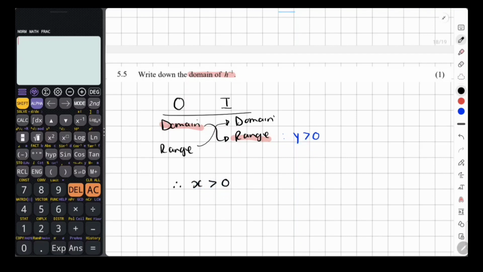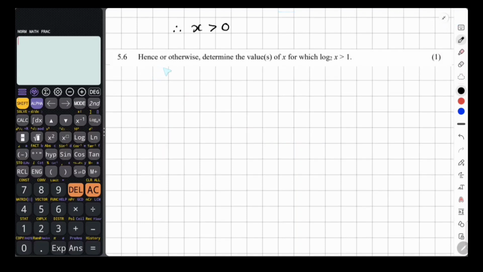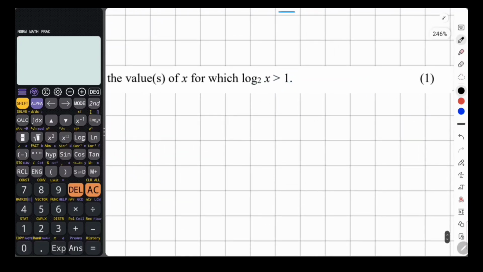And then moving on to 5.6, the second last question in question 5. So 5.6 says, hence or otherwise determine the value or values of x for which log base 2 of x is greater than 0. So this is our equation of the inverse of h. So we have to find out where this is greater than 0. It's for 1 mark, so it's something that you have to do on the graph. So let's look at the inverse and look for places where it is greater than 1. Remember, where they say it's greater than 1, they're referring here to the y value.